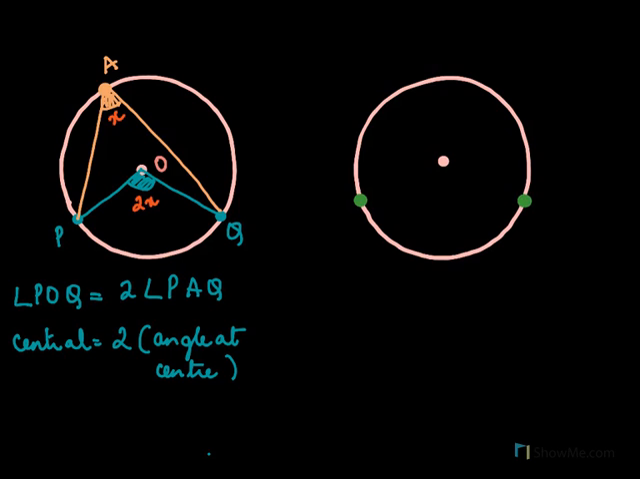Let's take another example. Suppose I have 2 points. I'll mark the points, say P and Q. This time I'm going to take the major arc. So I join this. So I'm going to take now this major arc, the arc which is more than the semicircle. And here is the angle at the center. It's more than 180, so we call it reflex angle. This is reflex angle POQ.